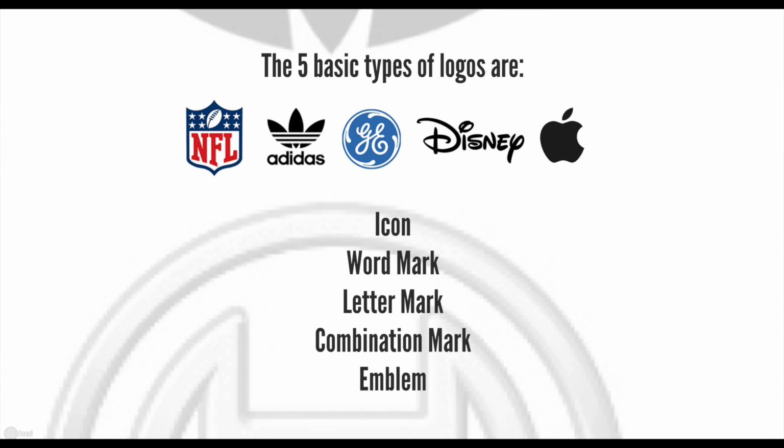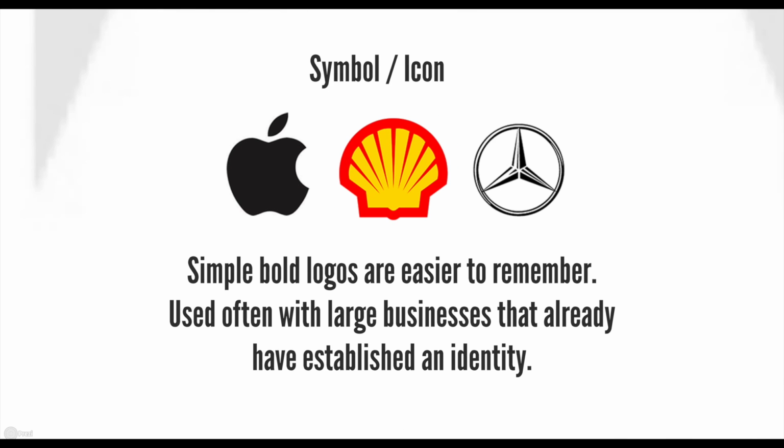There's 5 basic types of logos: an icon, word mark, letter mark, combination mark, and emblem. So a symbol or icon are simple, bold logos that are easy to remember. You could see the Mercedes one. I think this Mercedes one is an older version of it. I think the newer one is bolder and easier to see. Anything with thin lines and a lot of detail is going towards something a little bit too busy. So you want to keep it simple and memorable. Like the Shell logo up there has been around forever. It's been around for over 100 years. So you want to make sure it's simple and easy to remember.